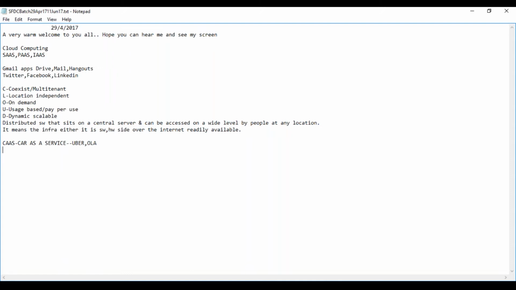So these concepts we already had, right, in our real life. Even before CaaS, car as a service came in, right? If you look at the public transport, right, the road or the rail services, or let's look at the airlines for that matter.